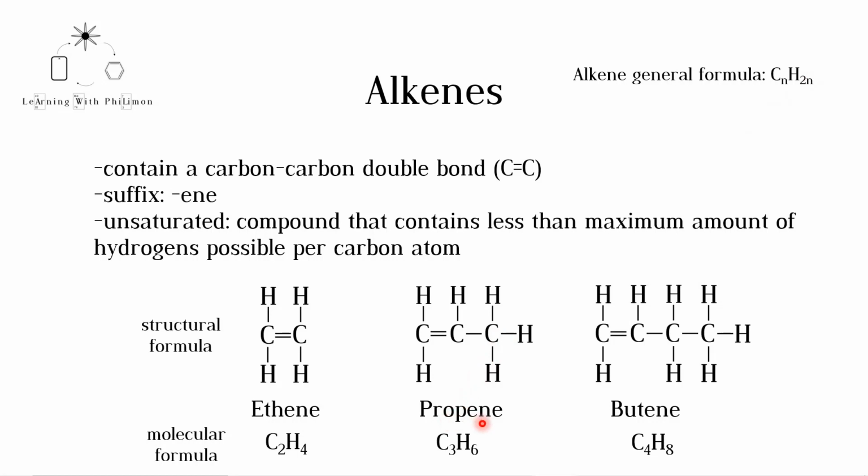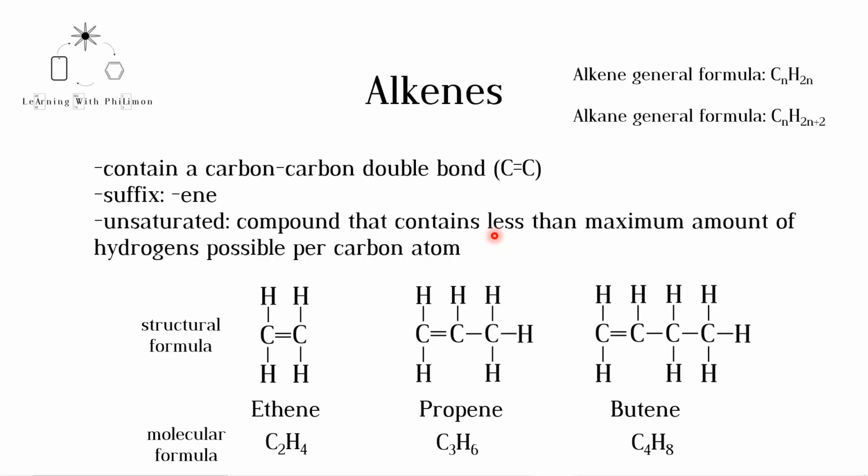Remember that the general formula of alkanes is CnH2n plus 2. Alkanes contain more hydrogen atoms than alkenes. Alkenes belong to a class of compounds called unsaturated. Unsaturated compounds do not contain the maximum amount of hydrogen atoms possible per carbon atom. This is because of the double bond they contain. Alkanes are saturated compounds. They contain the maximum number of hydrogen atoms possible per carbon atom.